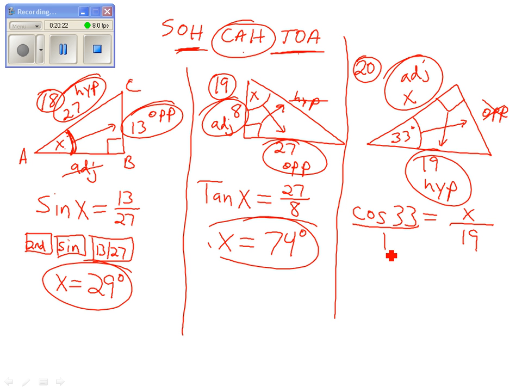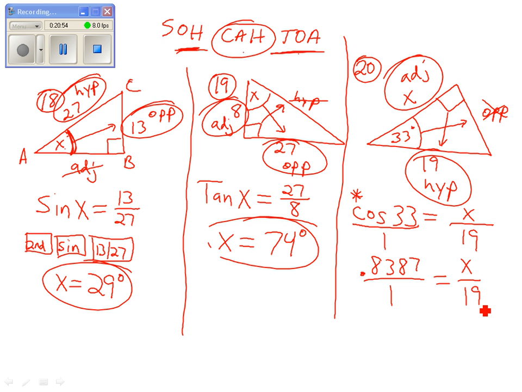But the first thing we gotta do is get rid of this word up here. And the way you're gonna get rid of that is by taking your calculator, and you don't hit second this time, you just hit cosine 33 degrees, or cosine 33, hit enter, and it tells you, and you could also use the chart for this, that the cosine is 0.8387 over 1 equals x over 19.